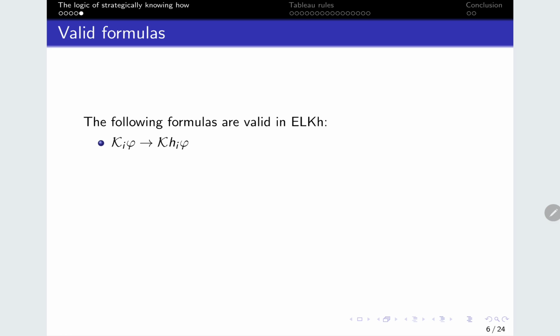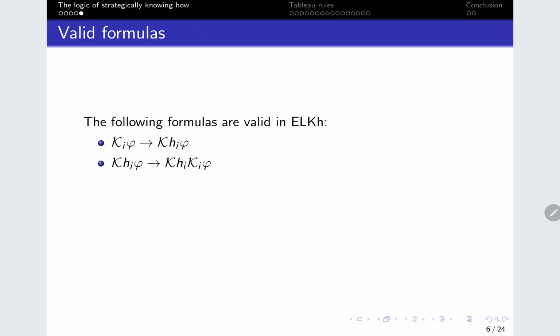So this is the language, the model, and the semantics of this logic. And also there are some important valid formulas for this logic. The first is, if know-that phi, then know-how phi, because in this situation, doing nothing, the empty strategy, will be guaranteed the result phi.